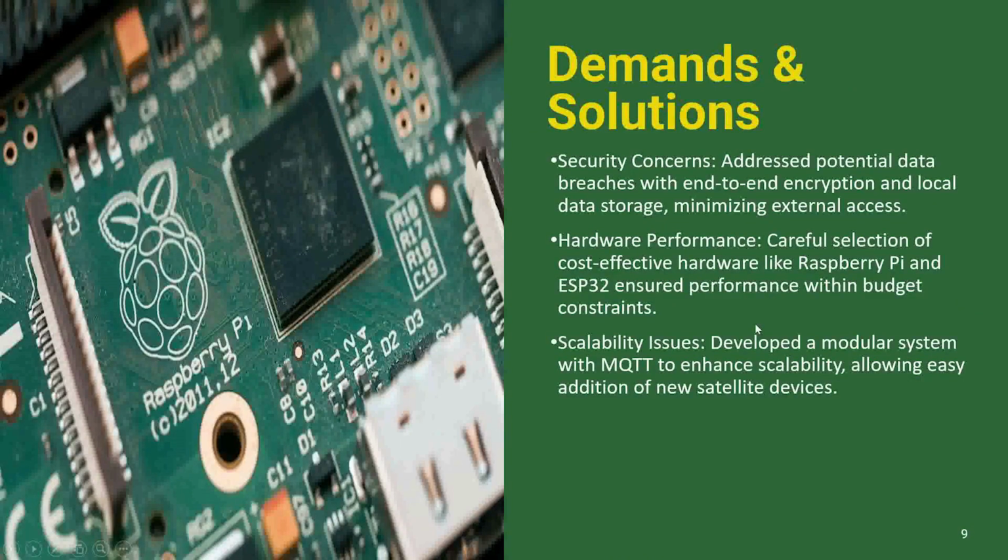So for demands and solutions, first we are concerned about security. We address potential data leaks with end-to-end encryption and local data storage, to minimize exposure. For hardware performance, careful selection of cost-effective hardware like Raspberry Pi and ESP32 ensures performance within budget constraints. And finally, the scalability issues. We develop a modular system with MQTT to enhance scalability, allowing easy addition of new satellite devices.